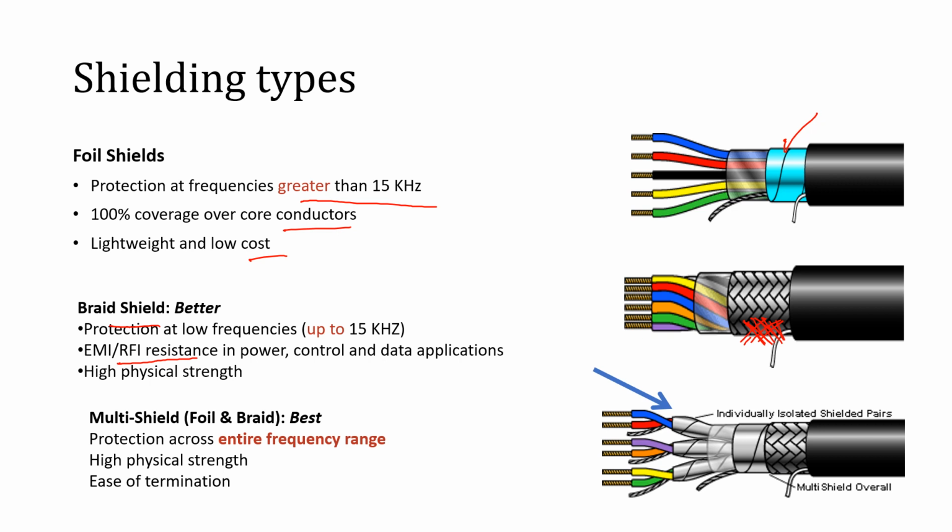And the third one is multi-shield. That is, there are multiple levels of shield. What we used earlier, a braid shield, is one level. Then there is a foil also. So we have combined foil as well as braid shield. Outside we have a braid shield. Then we have a thin foil around the wires, and also once we are twisting them, then we have foils on them. So it's multi-level, but it is very costly. Although we have other advantages like ease of termination, and the physical strength of those wires also increases.